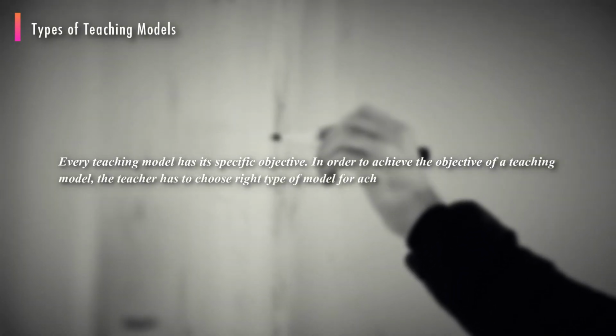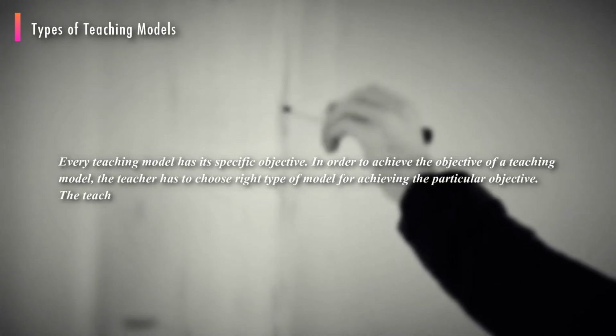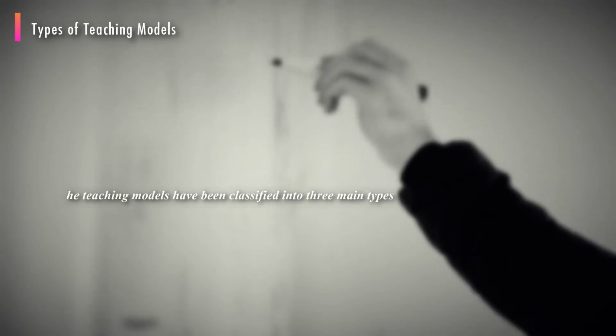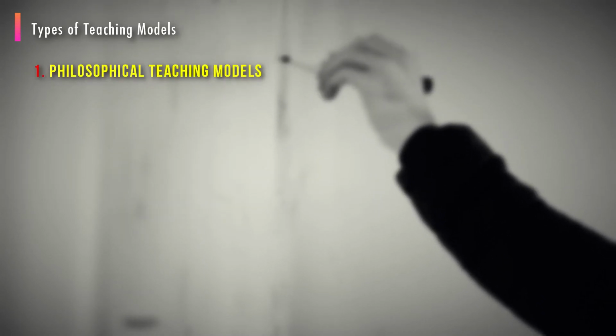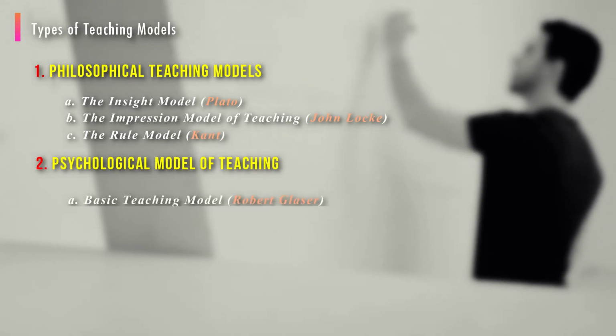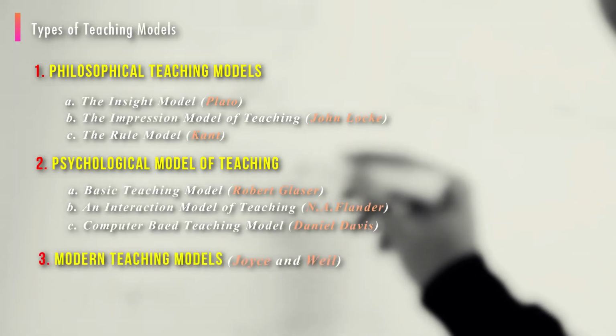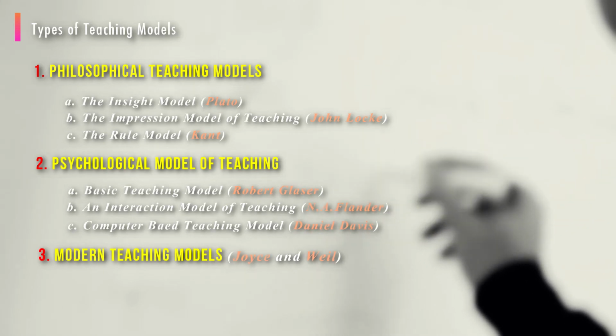Types of teaching models. Every teaching model has its specific objective. In order to achieve the objective of a teaching model, the teacher has to choose the right type of model for achieving the particular objective. The teaching models have been classified into three main types. The first one is philosophical teaching models, under which come the insight model, the impression model of teaching, and the rule model. The second one is psychological models of teaching, under which come the basic teaching model, the interaction model of teaching, and the computer-based teaching model. The third one is modern teaching models by Joyce and Weil.